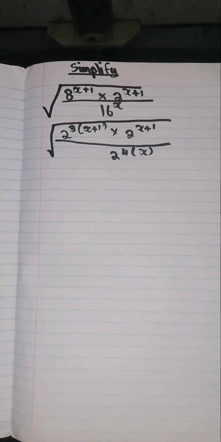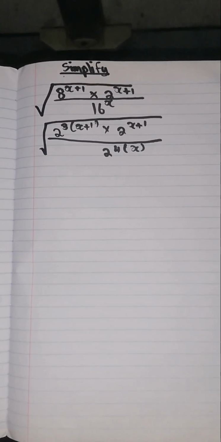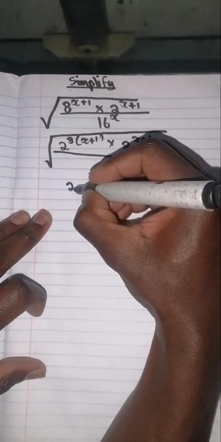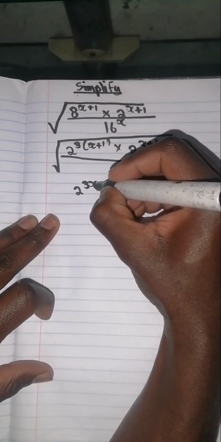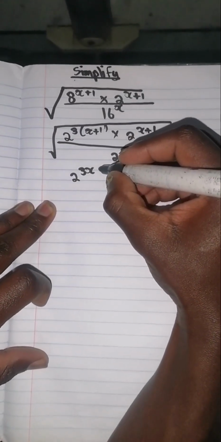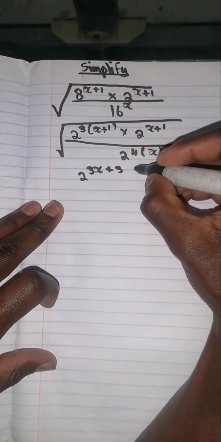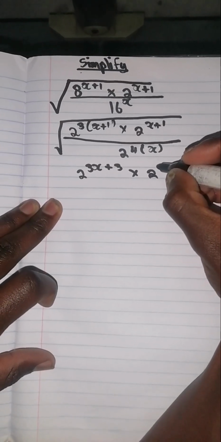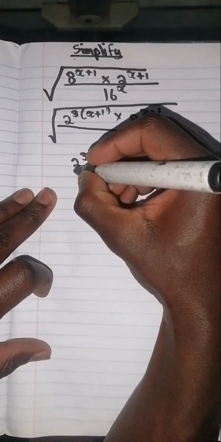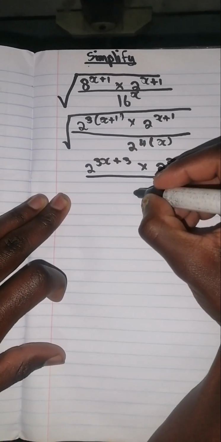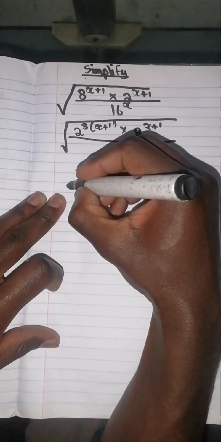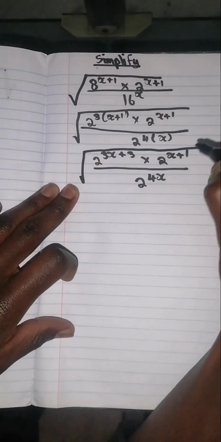Now from here you are going to multiply everything inside the bracket with whatever is outside the bracket. Now 2 to the power 3 multiplied by x, you'll have 2 to the power 3x. 2 to the power 3 multiplied by 1, you'll have positive 3, multiplied by 2 to the power x plus 1, and this will be over 2 to the power 4 multiplied by x, which is 2 to the power 4x, and all of this is inside a square root.